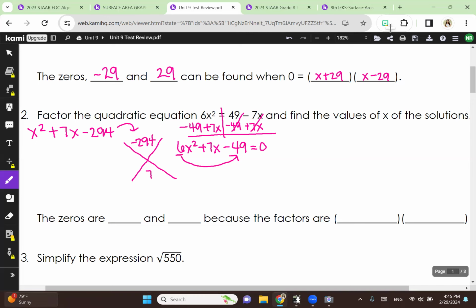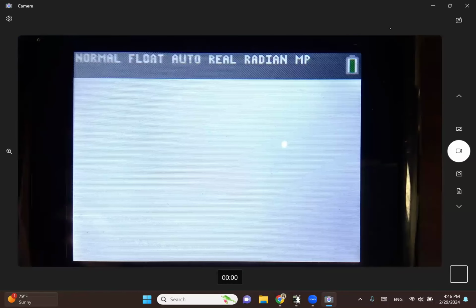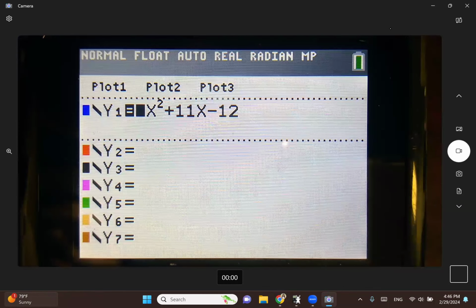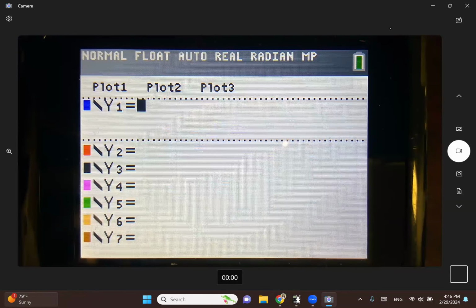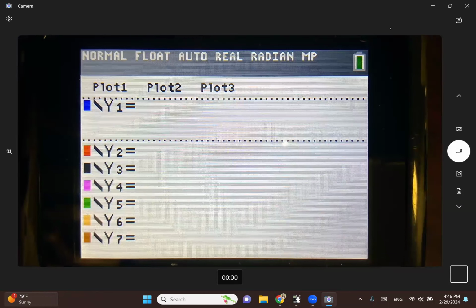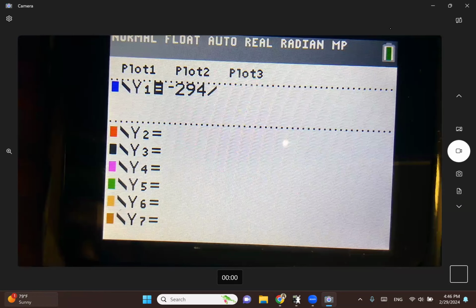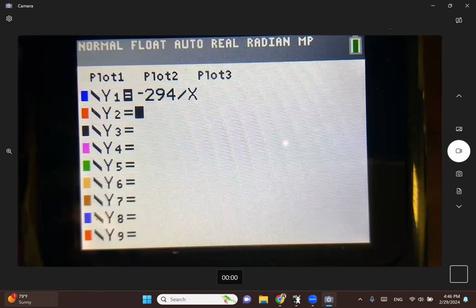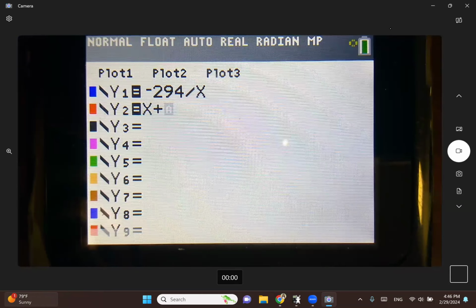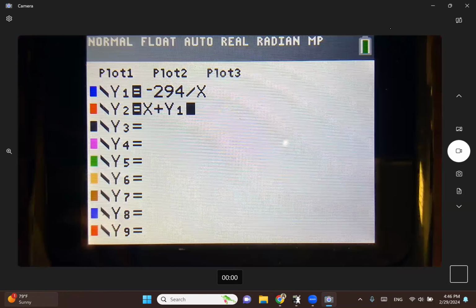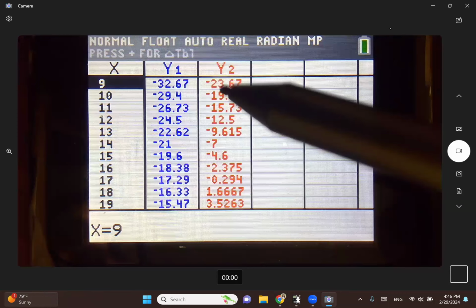To find your factors, you go to your calculator. Now, that's one where I showed you guys a calculator trick to find all of those factors. Just so we can go back over that, you're going to go to y equals, and type in the top number, which is negative 294 divided by x. And in y2, you're going to put x plus y1, which you use alpha trace for. In the last column, that's where you're going to find the positive 7.